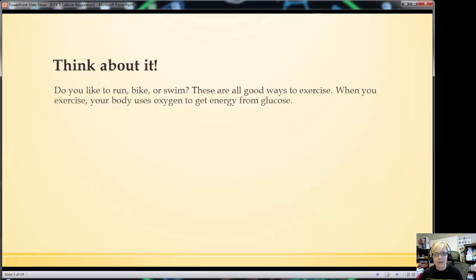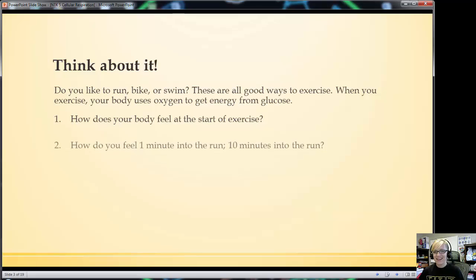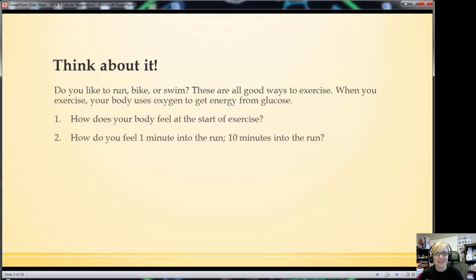Let's start off with our think about it part. So do you like to run, bike, or swim? These are all good ways to exercise. When you exercise, your body uses oxygen to get energy from glucose. This is a sneak peek as to what cellular respiration really is. So how does your body feel at the start of an exercise? You maybe feel pretty good, right? Like you could just run forever. And then how do you feel maybe 1 minute into the run, or maybe 10 minutes into the run? You might feel like you're running out of breath, like you don't have enough oxygen. You're breathing a lot faster. Maybe your heart rate is going a lot faster. Your blood is really pumping.